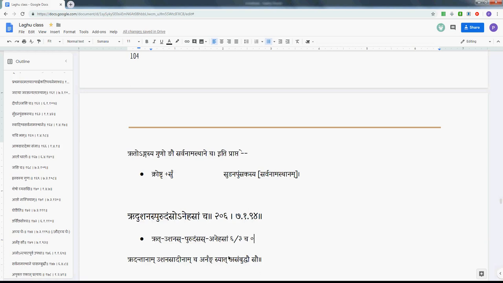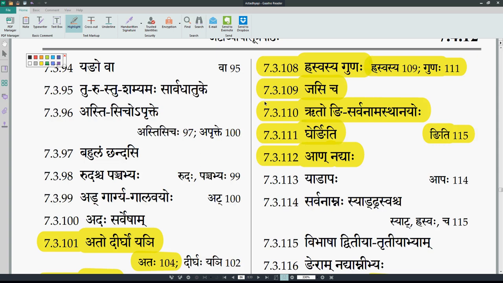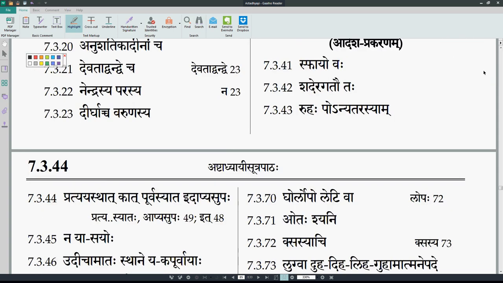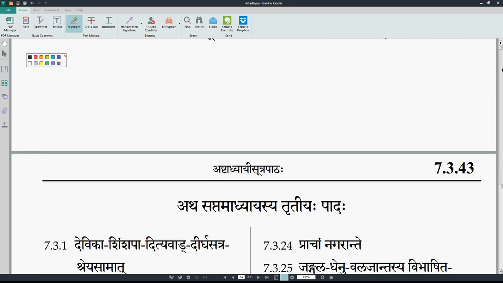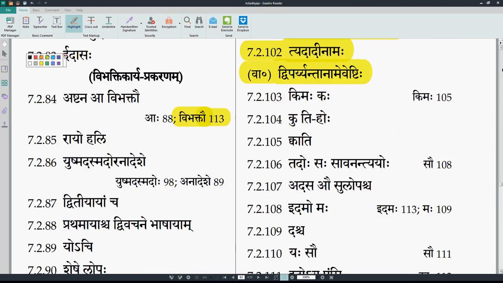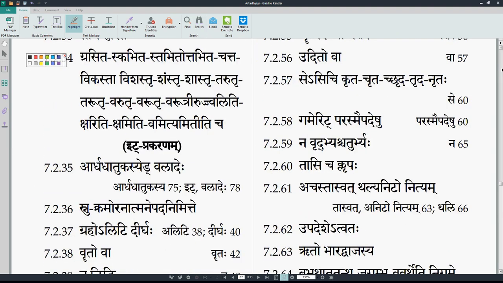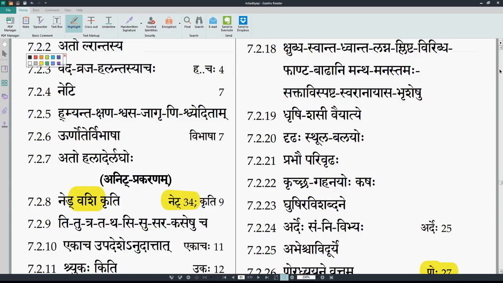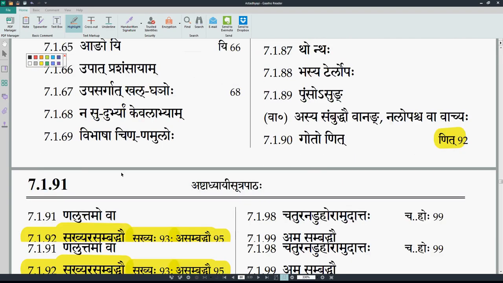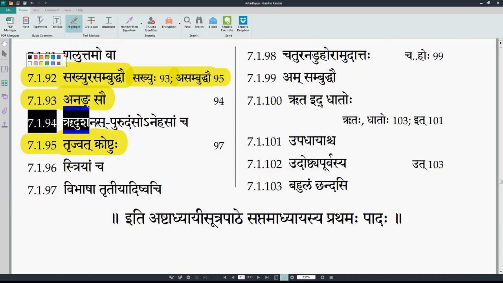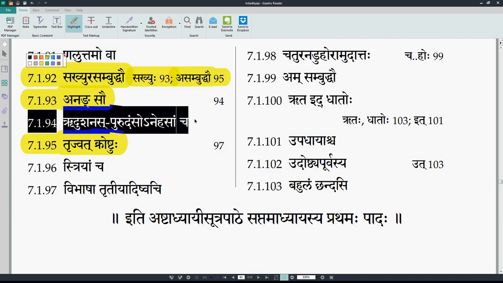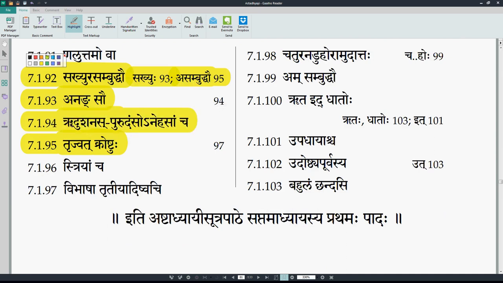Aam, you can see Aam here, Cha. What happens? What is the Anuvritti? 7-1-94? Not a very important sutra, but for accuracy we need to know what is happening, and there may be some important sutras he may cover in the context. So, 7-1-94. Yes. Rudushanas Purudamsa Anehasancha, what happens? You see Anang Sau. Anang is the adesha. Sau, Anang adesha bhavati, asambuddhau.